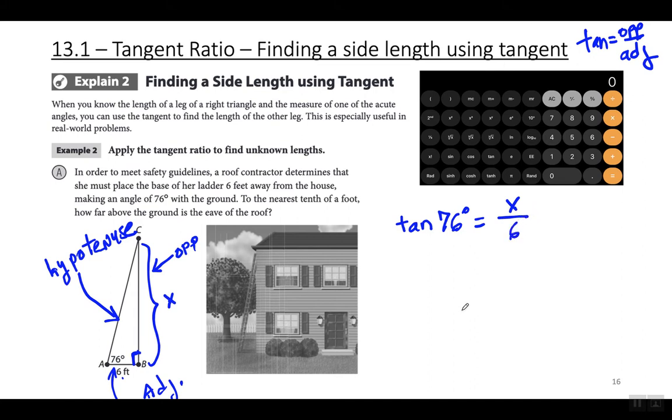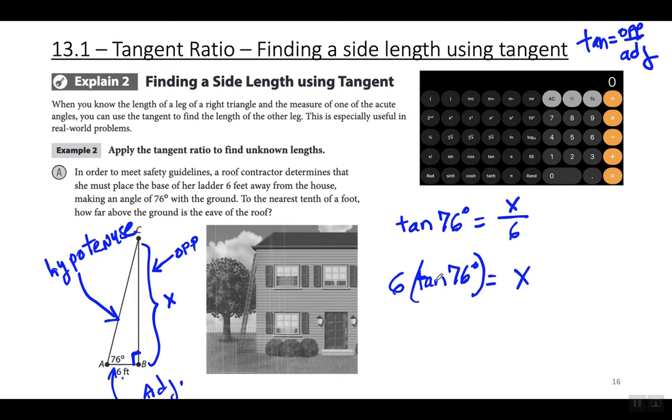Now I'm going to use algebra to solve for x. To solve for x, I need to get x by itself on one side of the equation. So what I'm going to do is move 6 to the left side of the equation and do the opposite of division, which is multiplication. So 6 times the tangent, let me write it like this, 6 times the tangent of 76 degrees. They usually don't write these parentheses. I'm just putting them there for now, okay?